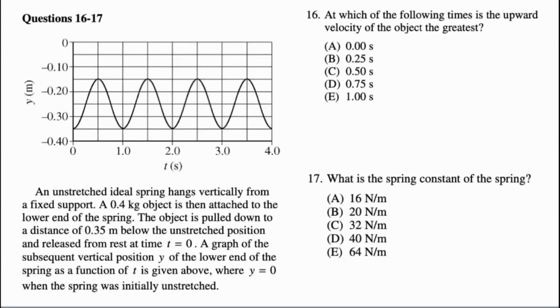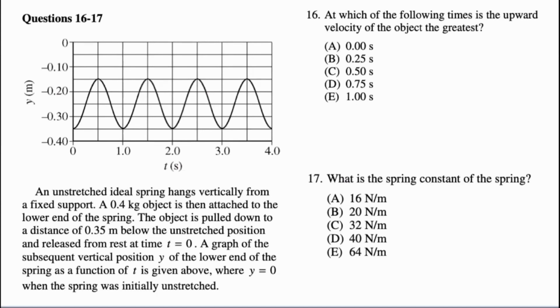So this is going to be the last set of questions that I cover in part 1. We have an unstretched ideal spring that hangs vertically from a fixed support. A 0.4 kilogram object is then attached to the lower end of the spring, and the object is pulled down a distance of 0.3 meters below the unstretched position and released from rest at time t equals 0. The graph of the subsequent vertical position y of the lower end of the spring as a function of t is given above, where y equals 0 when the spring was initially unstretched.